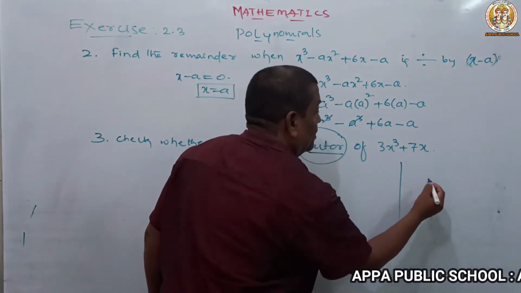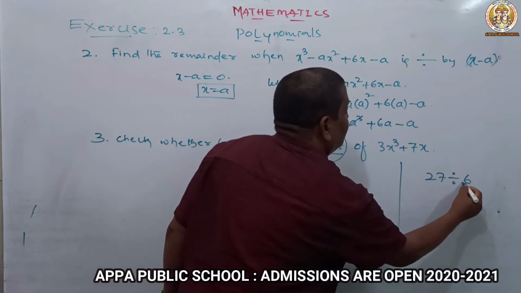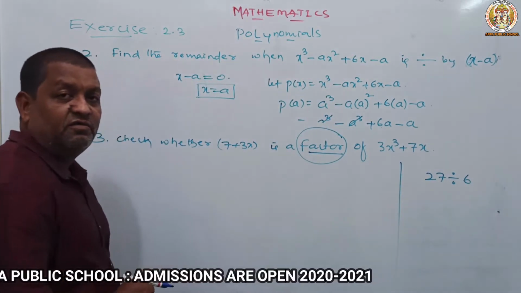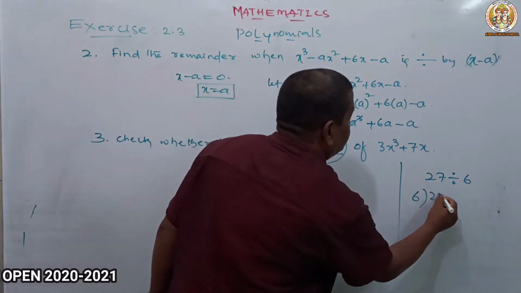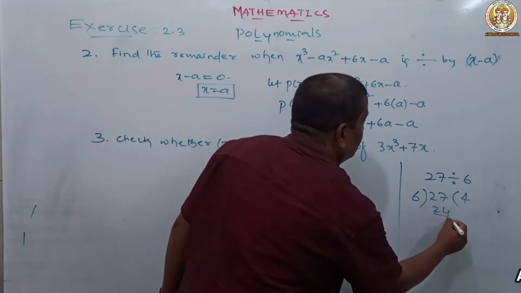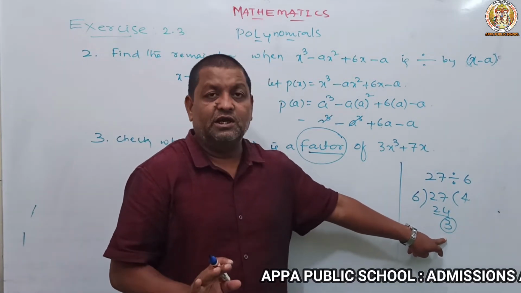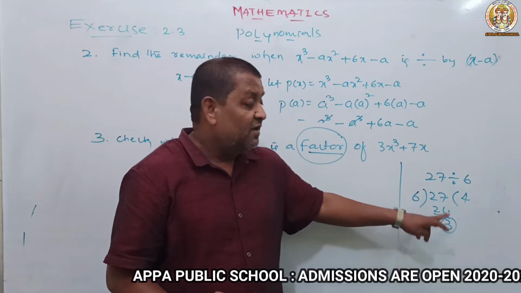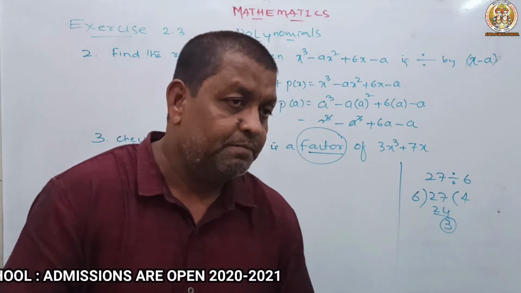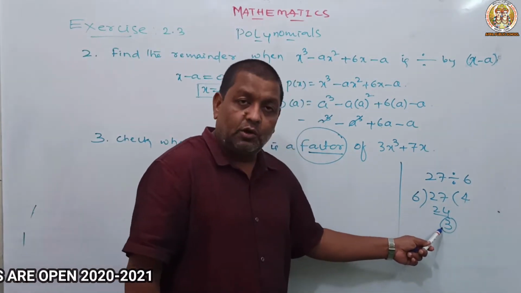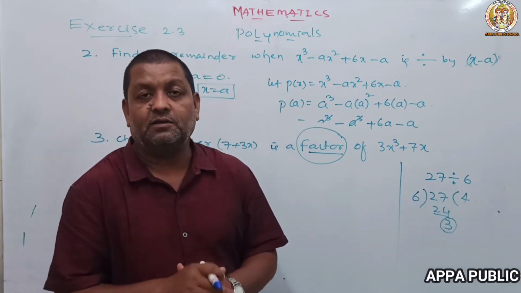See, suppose 27 divided by 6. Is 6 a factor of 27? Let me check. 6 4s are 24, 3 remainder. So when the remainder is not equal to 0, then the given divisor is not a factor. It means unless we get 0 in the remainder, we can't tell the divisor is a factor.